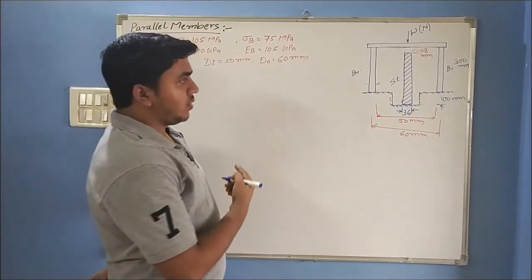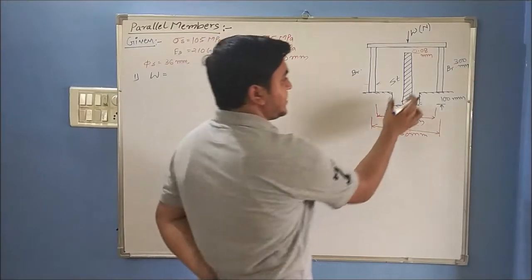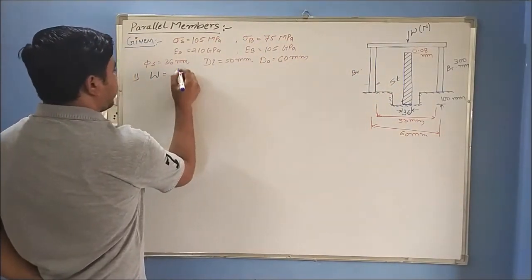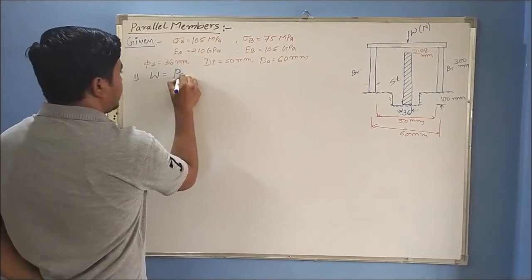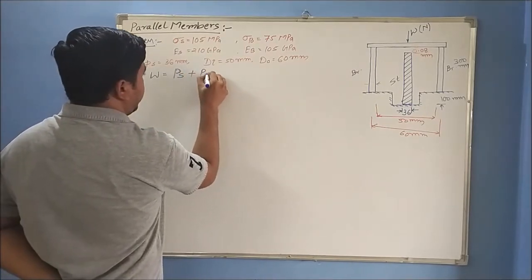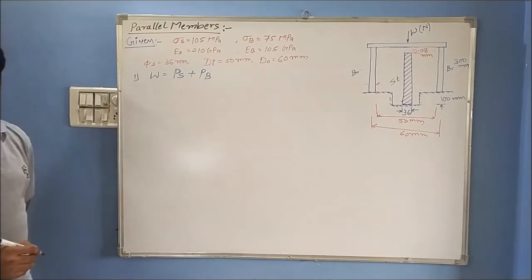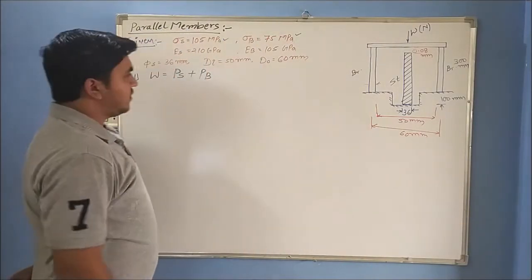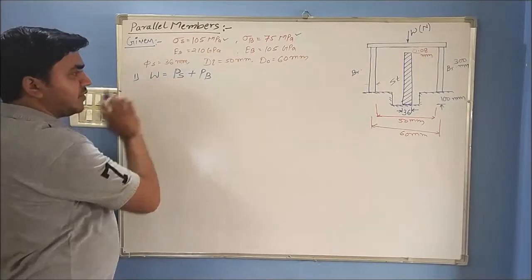This load W will be shared by this steel and this brass tube. So the load shared by steel plus the load shared by brass will be equal to W. And your problem is given in terms of stresses, so we'll convert this in terms of stress only.